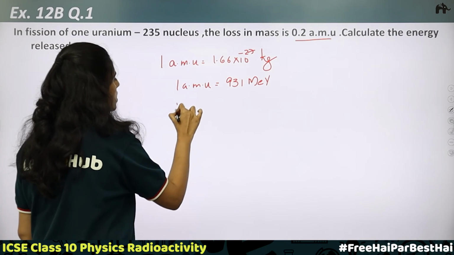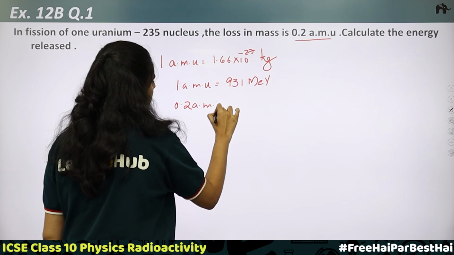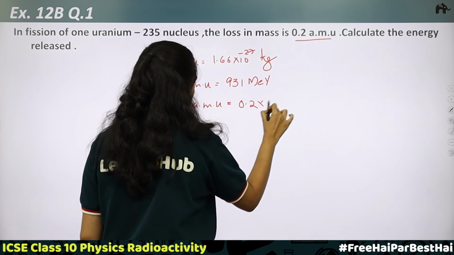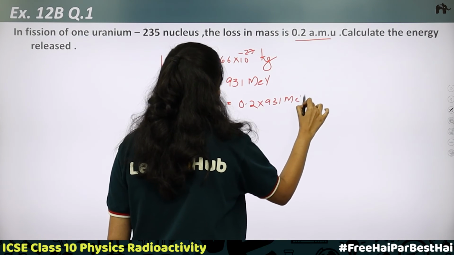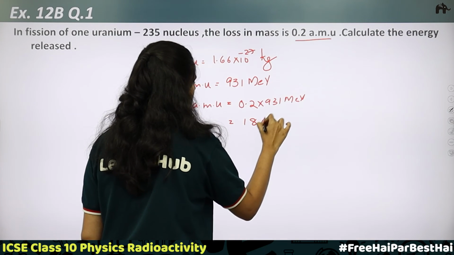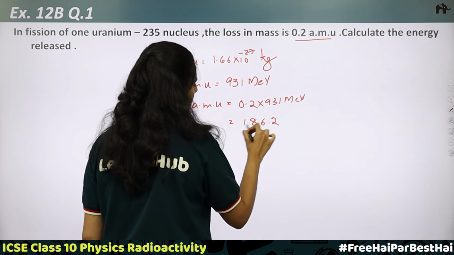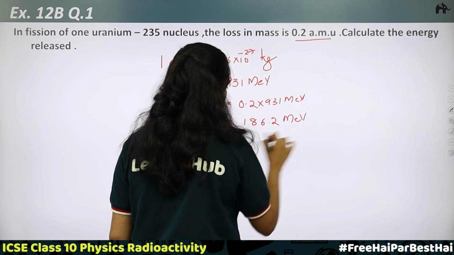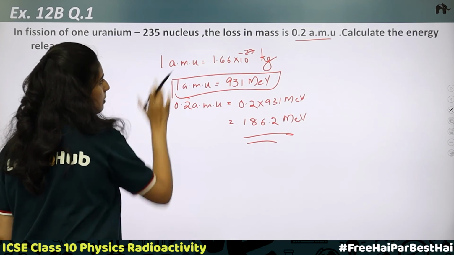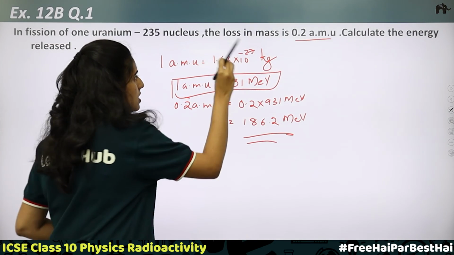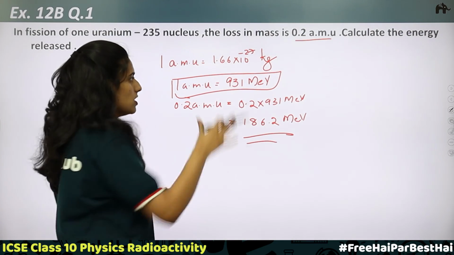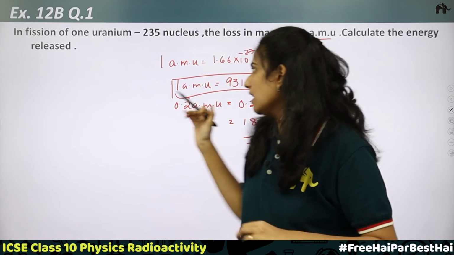Here we have 0.2 a.m.u. Then 0.2 a.m.u. will be equal to 0.2 into 931 mega electron volt, which is equal to 186.2 mega electron volt. So you have to remember this relation. If you don't remember it, first use 1 a.m.u. is equal to this much kilogram. With this you can find the energy in joules, then convert the energy to MeV. This conversion we discussed in the starting of the session.